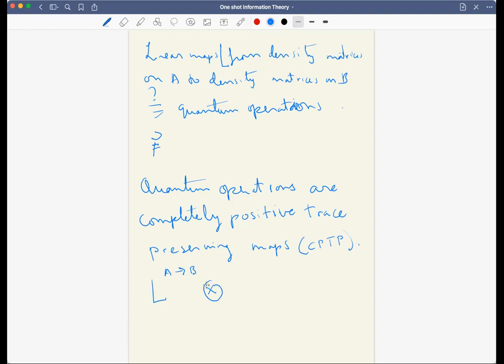Sometimes these are called super operators, just to emphasize that they're mapping density matrices to density matrices. In other words, they're mapping operators to operators. To emphasize this point, sometimes this L is called a CPTP super operator. And now I tensor with the identity linear map, or the identity super operator. So what is this doing? First let me write down the condition. Now take any joint density matrix on AC.